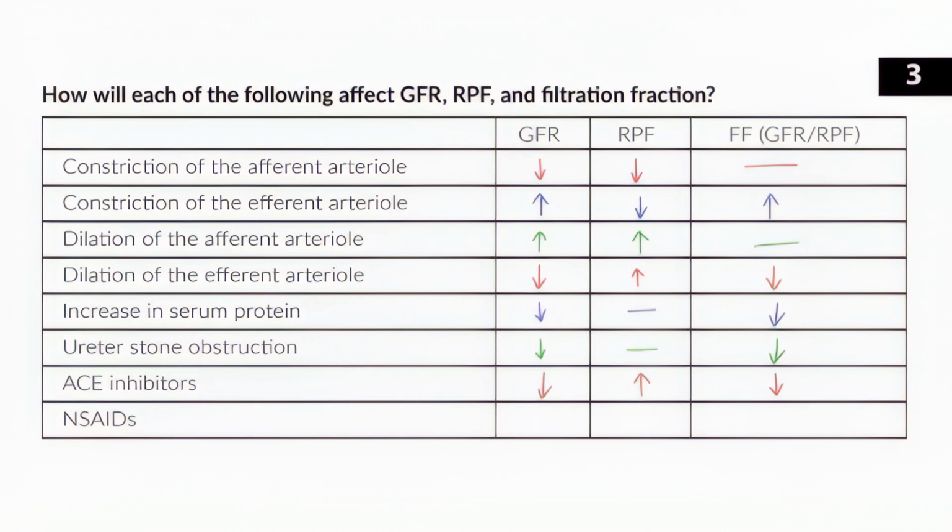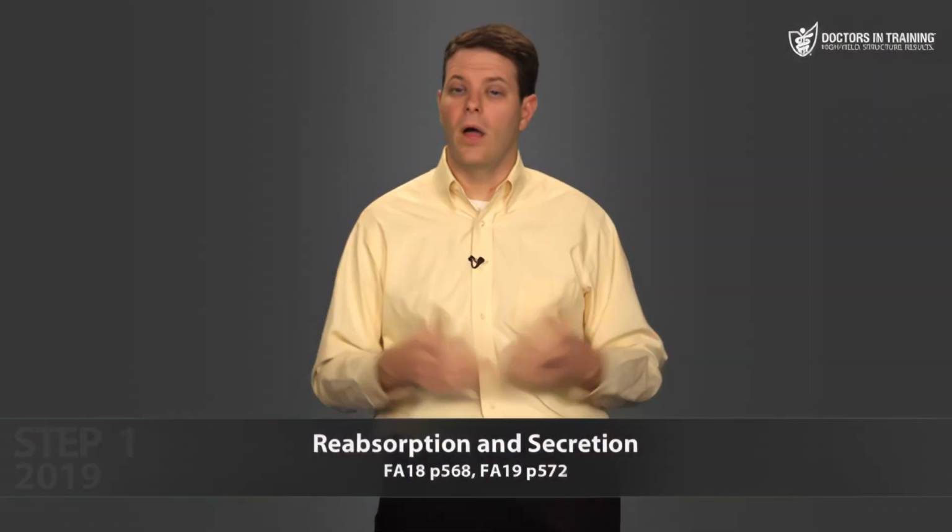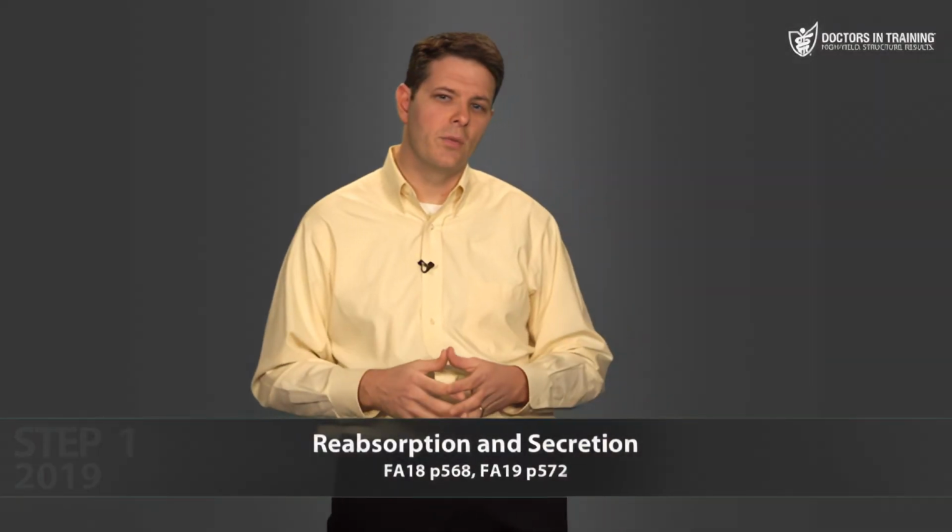And then NSAIDs are going to constrict the afferent arteriole, and that's going to decrease renal plasma flow, decrease GFR, and have no change on the filtration fraction. All right, we're almost finished. Just a few more equations to be aware of.